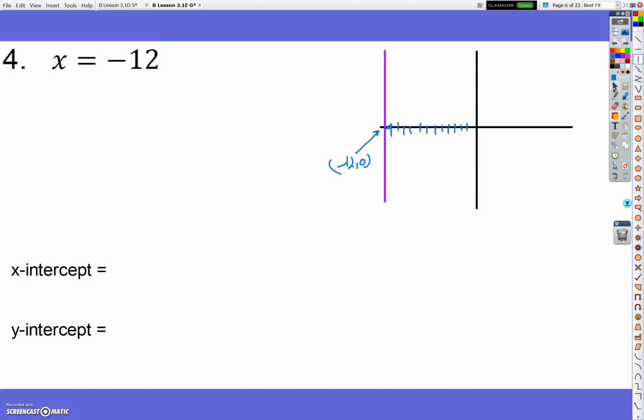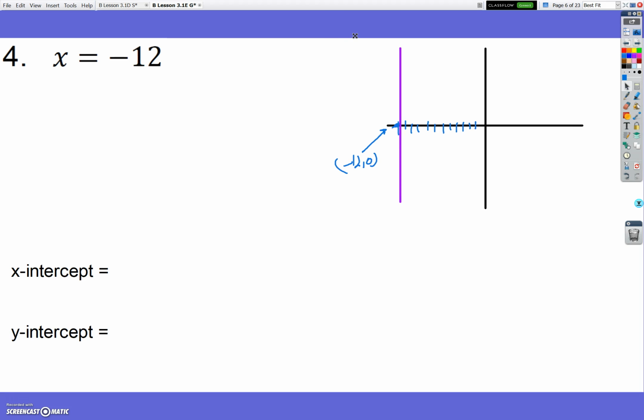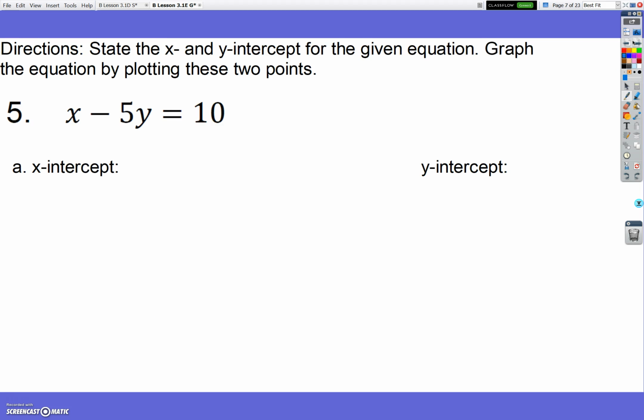on x equals negative 12. As a quick reminder, when it's x equals, you will always have a vertical line going up and down. This does have an x-intercept, which is negative 12, 0. But this purple line does not touch my y-axis, so there is none. There is no y-intercept. So those are our two special case scenarios. If you guys still have questions with those, please rewatch those or come and ask me on Friday, because those will be on your quiz.